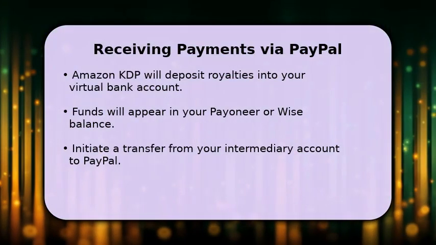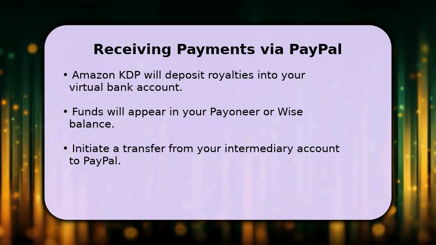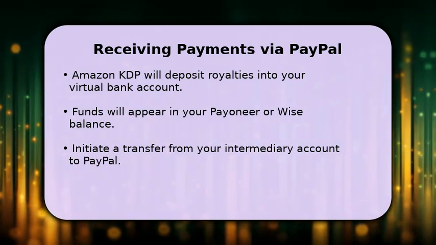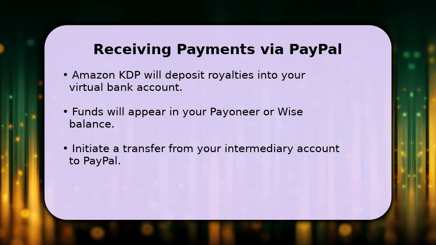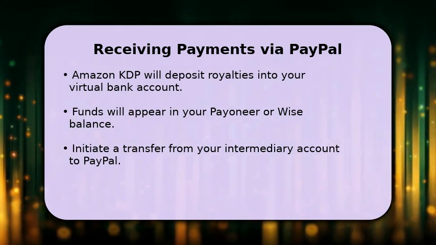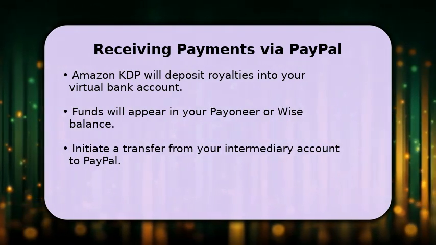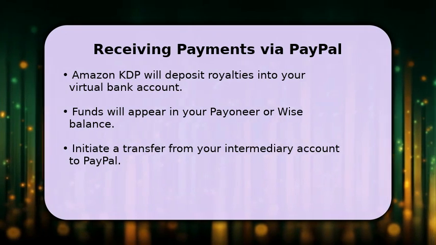After setting up your virtual bank details on KDP, Amazon will deposit your royalty payments directly into that account. You will see these funds appear in your balance on your chosen intermediary platform, like Payoneer or Wise. From there, you can easily initiate a transfer of these funds to your PayPal account.